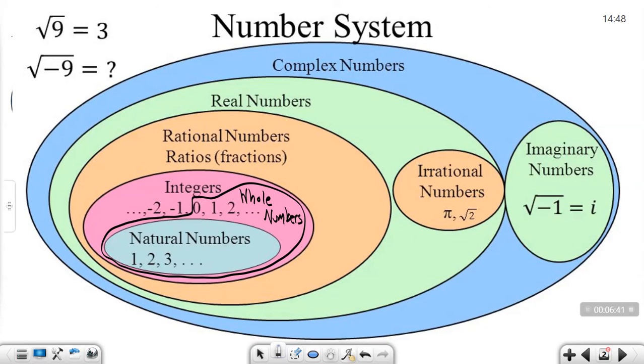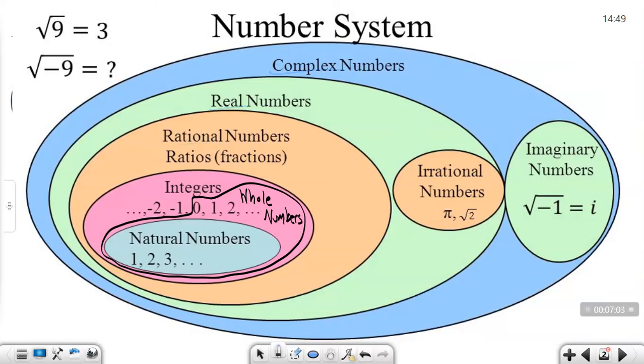So now if I asked you to classify something like -1, you'd say -1 is an integer that's rational and a real number. Always start in the circle where it's at and move out. What about the number 0? Well, 0 is a whole number that's an integer that's rational, that's a real number. If you want to go further, you could say it's a complex number. Every single number is complex.